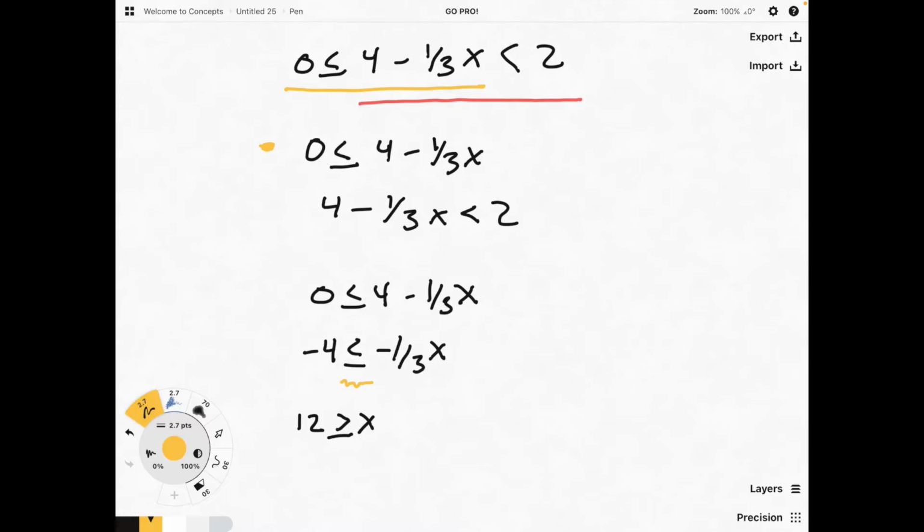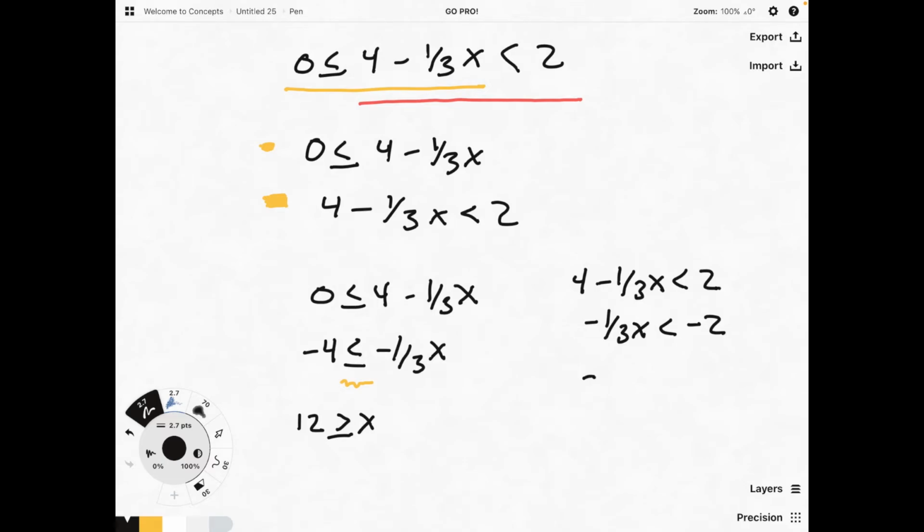Now what we need to do is look at our second inequality. So we're going to rewrite that. We get 4 minus 1/3 x, which is less than 2. We move the 4 over to the one side. We get negative 1/3 x, which is less than negative 2. And then we need to multiply each side by negative 3 to get x by itself.